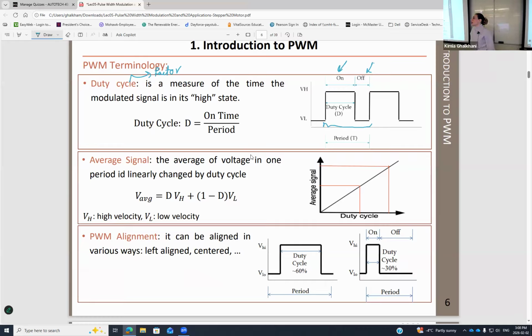Period means a combination of off and on for a signal. For example, if this is 5 seconds, and probably this is maybe 2 seconds, for me, period means 5 plus 2, which means this whole period takes 7 seconds. I have 7 seconds. How long of this period do I want to be on? I'm talking about the time, the duration. That's why we call it duty cycle. How long is on, how long is off?